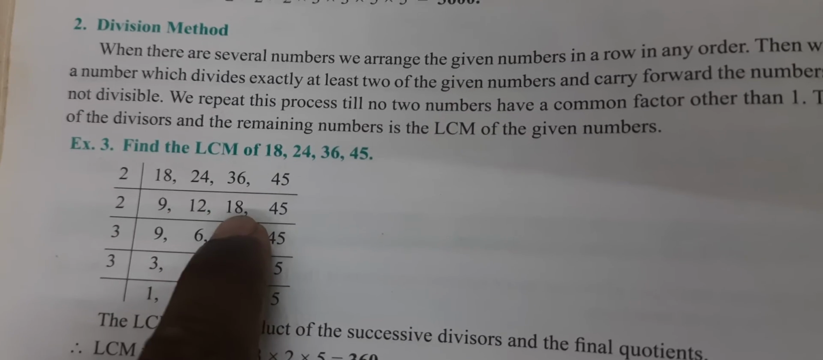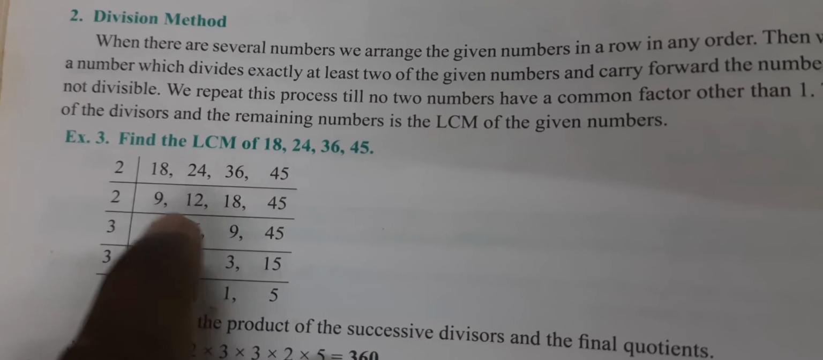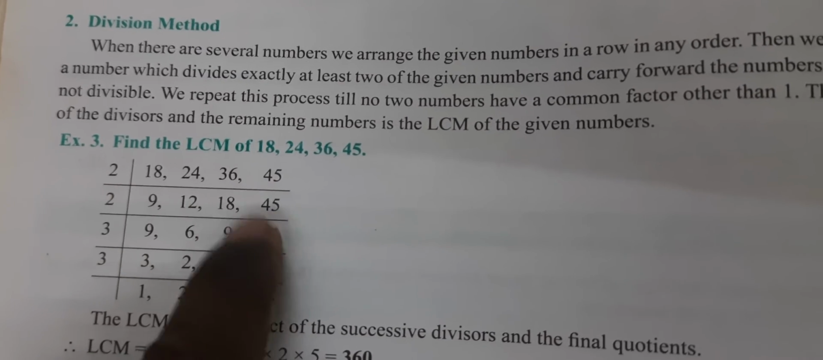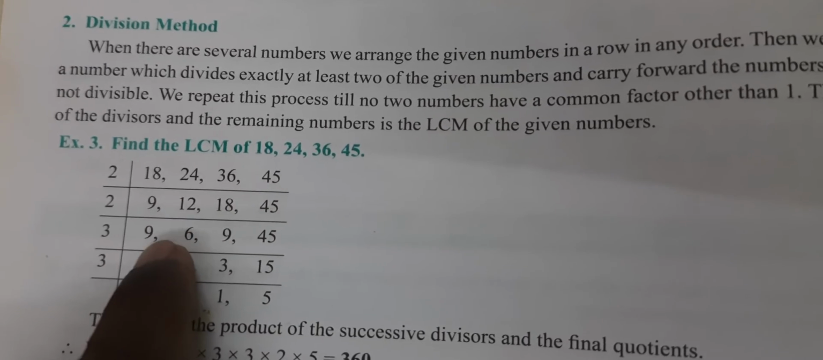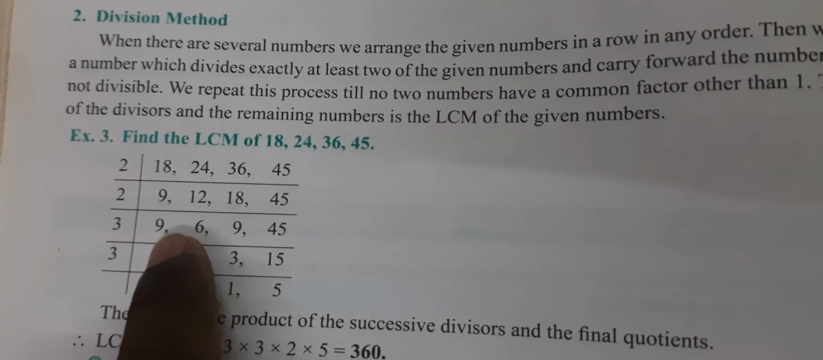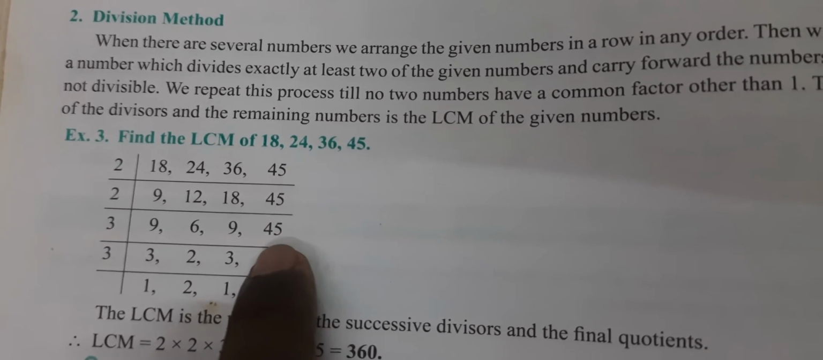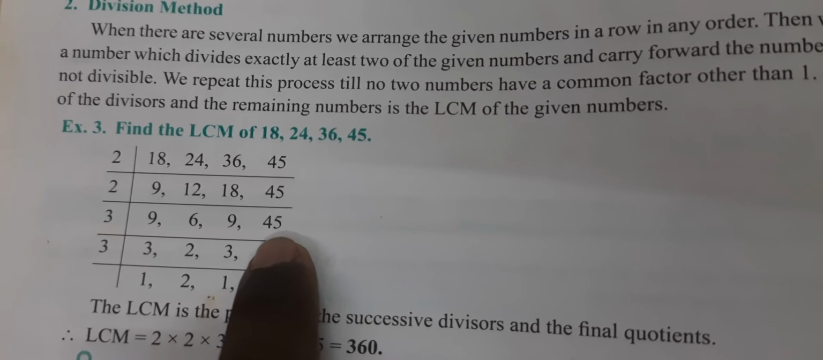So we see 12 and 18 are those two numbers which can go with 2's table. So 2 6s are 12, 2 9s are 18. But what about this 9? Does 9 go with 2? No. So 9 will be written down as it is. What about 45? 45 does not go with 2's table, isn't it? So 45 again will be written down as it is.